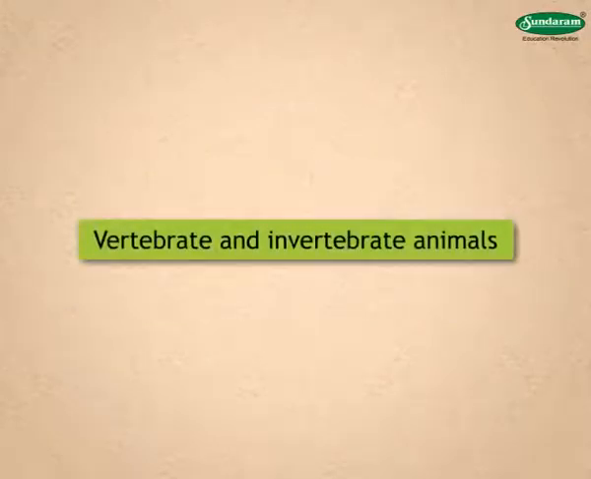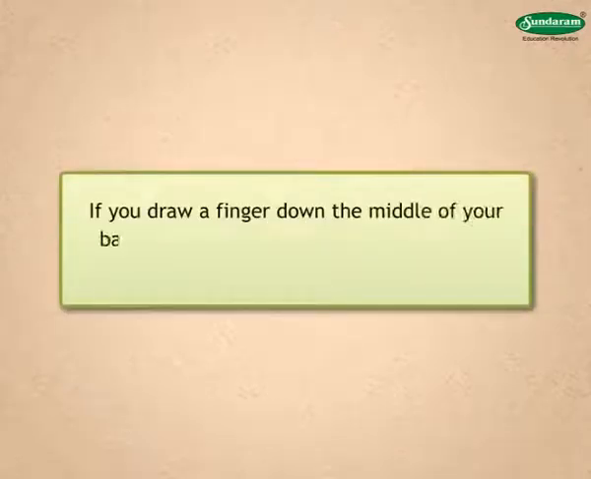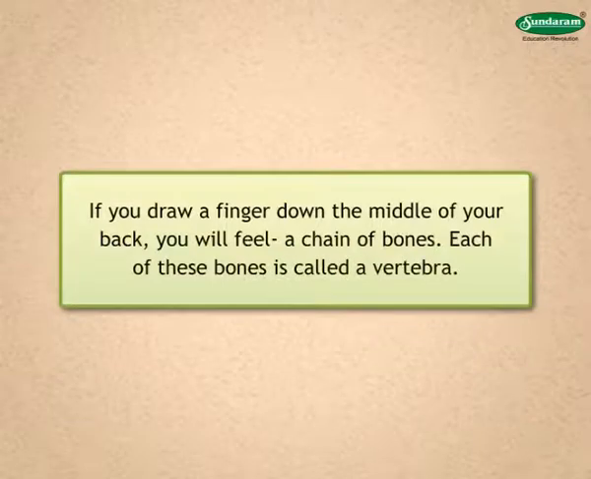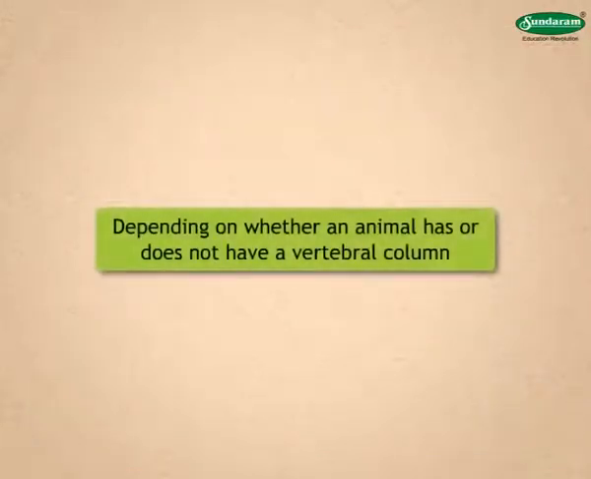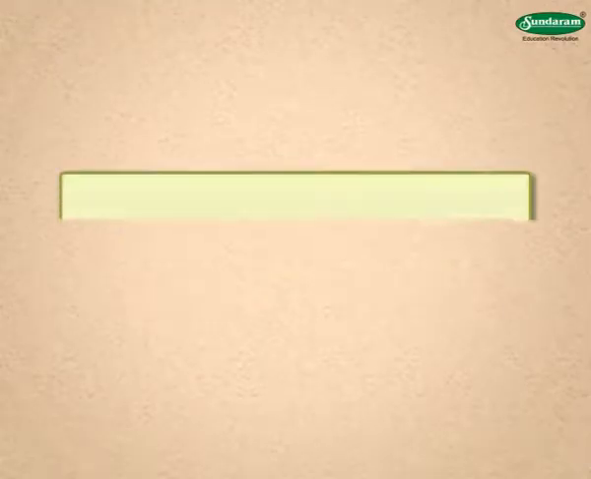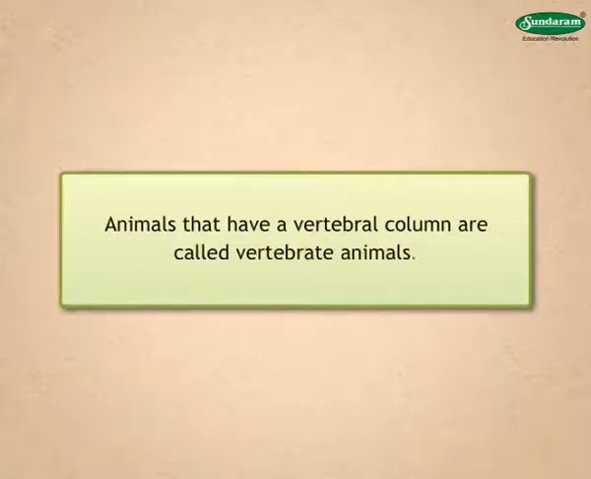Vertebrate and invertebrate animals. If you draw a finger down the middle of your back, you will feel a chain of bones. Each of these bones is called a vertebra, and this chain is called the vertebral column, or the backbone. Depending on whether an animal has or does not have a vertebral column, it is classified as a vertebrate or invertebrate animal. Animals that have a vertebral column are called vertebrate animals.